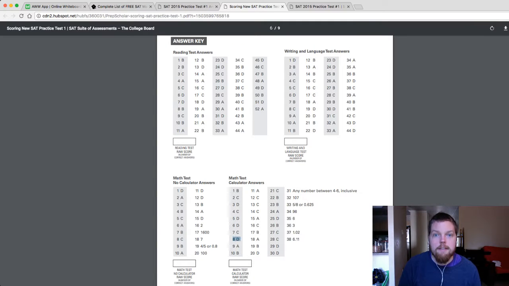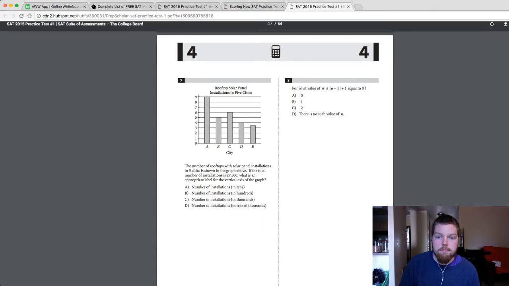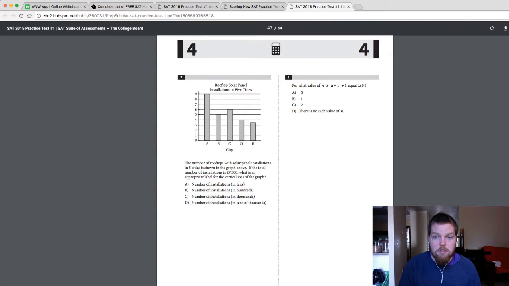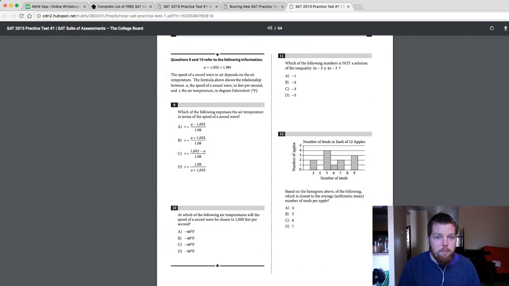And D is the correct choice. So for this one, the biggest thing you need to know is how to apply absolute value. Questions 9 and 10 refer to the following information. The speed of a sound wave in air depends on the air temperature. The formula above shows the relationship between A, the speed of a sound wave in feet per second, and T, the air temperature in degrees Fahrenheit.